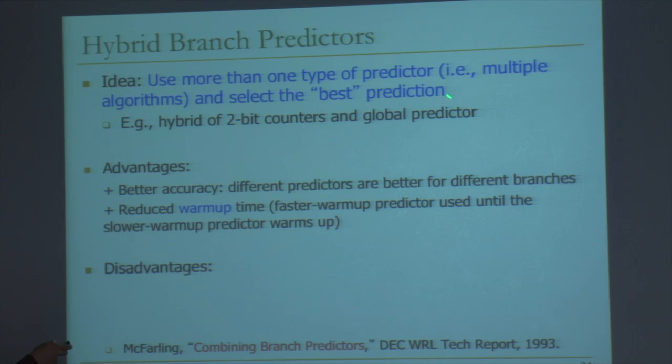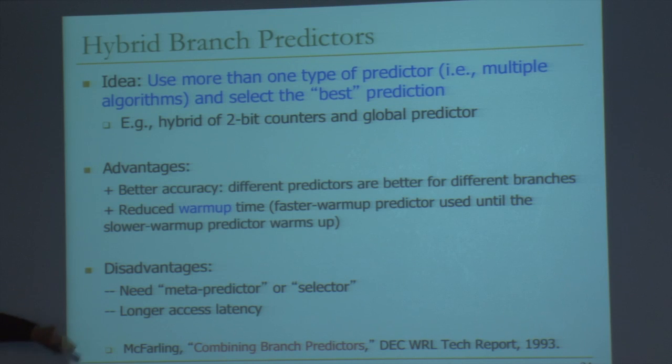Now, you may not even want to allocate an entry in your global predictor if you could potentially do that. You may not even want to update your global predictor with that branch because you know that it's easy to predict as taken. Does that make sense? OK.